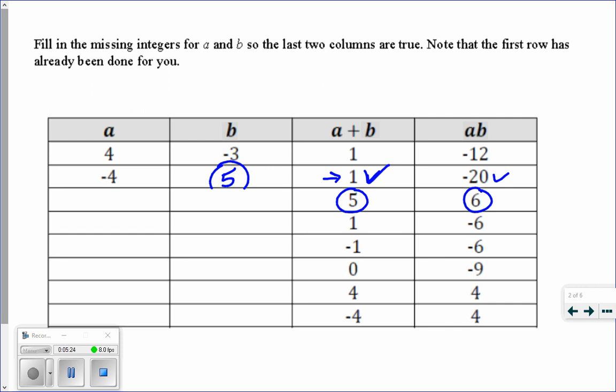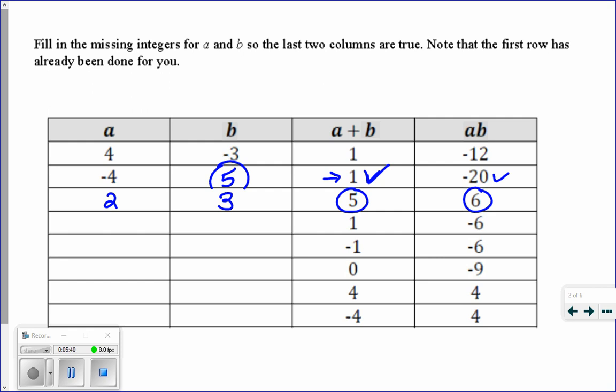And hopefully you've thought about the fact that I think 2 and 3 will work, right? So 2 and 3, when we combine a 2 and a 3, they combine to give us a 5. When we multiply a 2 and a 3, we do get a 6. Okay? Try the next one.